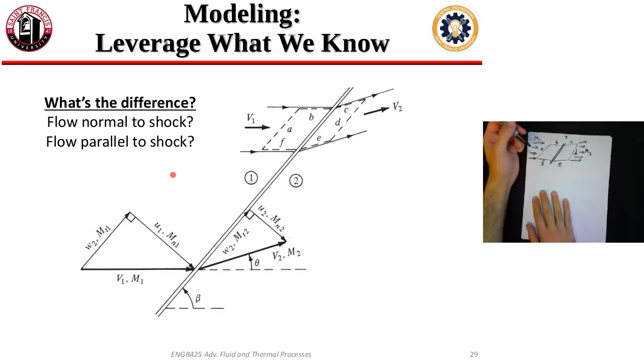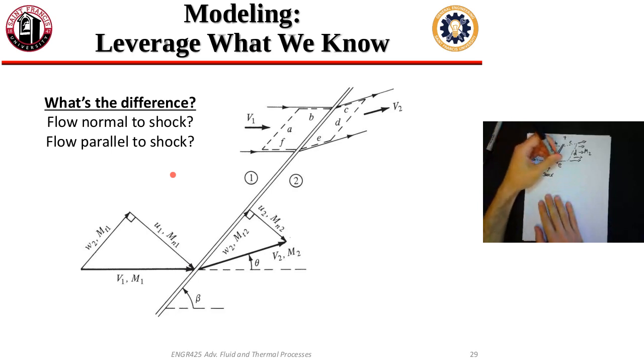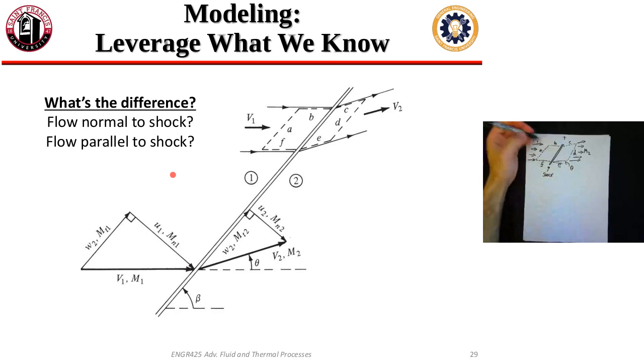So this is our model. This is our flow domain. We have the shock wave in the middle, and we have flow turning by some angle theta. We have our control volume, which I'm defining as having sides A, B, C, D, E, and F. So we have 3 sides on each side of the shock wave, if you will.